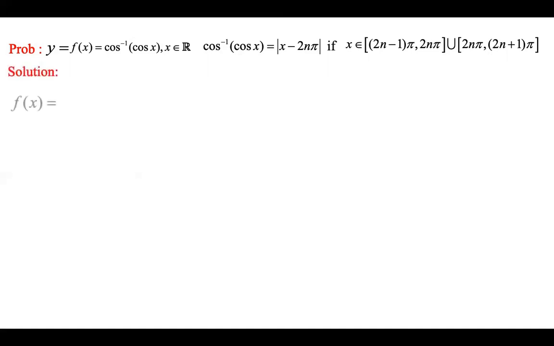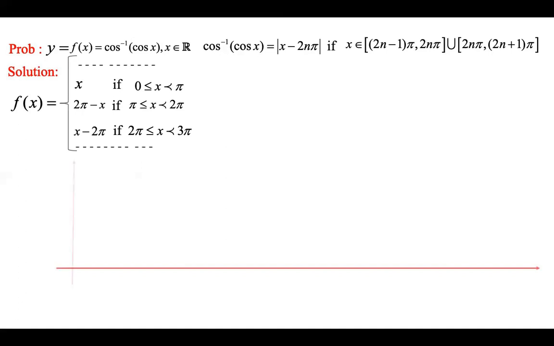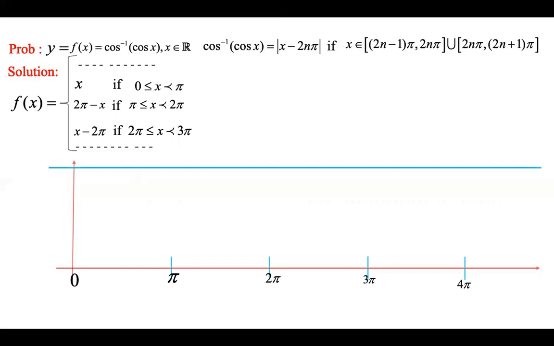Right. Now let us see, f of x is nothing but this. This we have already seen. 0 to pi, x; pi to 2 pi, 2 pi minus x; 2 pi to 3 pi, x minus 2 pi. It is like this. Now I am trying to trace its graph. So this is x is equal to 0. This is at pi, at 2 pi, at 3 pi, 4 pi, like this. The x axis and y axis are there like that. So this is exactly the line y is equal to pi.